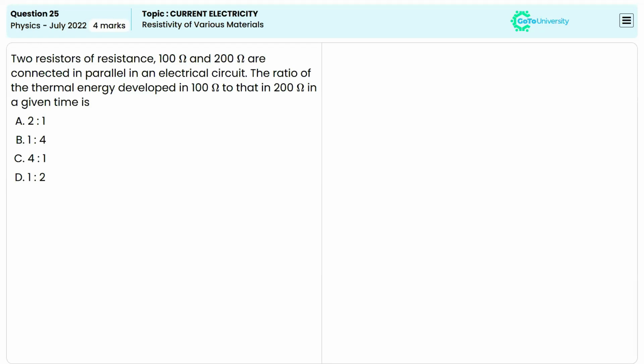So first make a diagram for the given question, then it will be very easy to solve it. So here two resistors are connected in a parallel connection. Just make a diagram of that. Then you can use the formula of power to calculate the needed value. So here two resistors are connected in parallel, right?